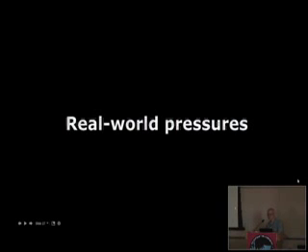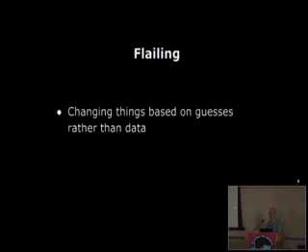So this is all great, but when you have a performance problem in the real world, the situation can be different. Usually what's happening then is flailing. My definition of flailing is when you're changing things in your code based on guesses rather than on actual data. And this happens all the time.